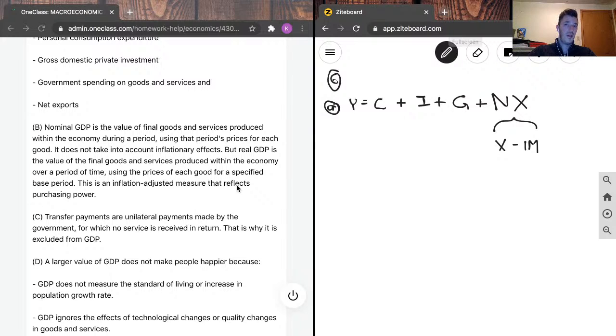That's a key point. Nominal does not take into account inflationary effects. But real GDP is the value of the final goods and services produced within the economy over a period of time, using the prices of each good for a specified base period. This is an inflation-adjusted measure that reflects purchasing power. So basically, real GDP, or pretty much any time you hear an economist use the term real, just means it's adjusted for inflation.